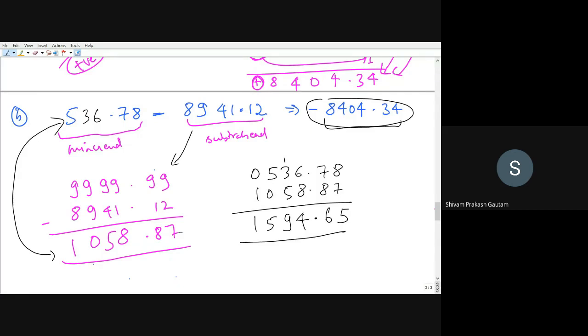So you can see in this case there is no carry. It should be 15, right? So it is 1595, because there is a previous carry from 16. Okay.